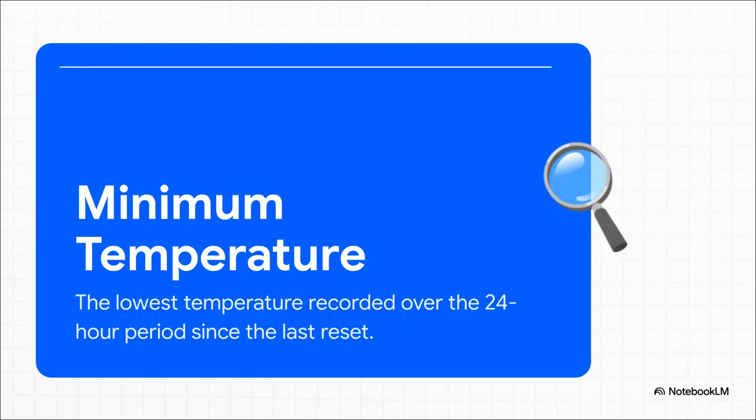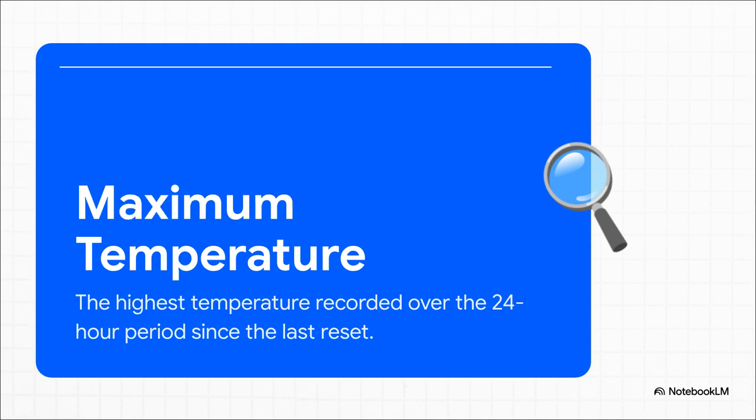Let's start with our first clue, the minimum temperature. This one's pretty straightforward. It's the absolute coldest it got over the entire 24-hour cycle. Think of it as the temperature's floor for the day. And on the flip side, you have the maximum temperature. This is the day's high point, right? The warmest moment in that same 24-hour window. This is the temperature's ceiling.